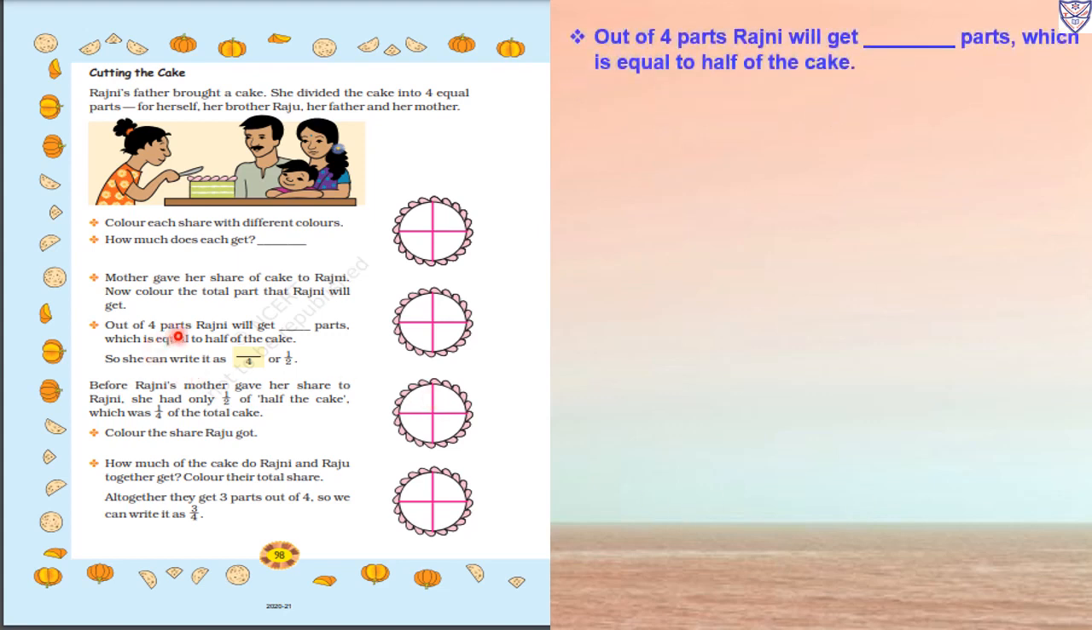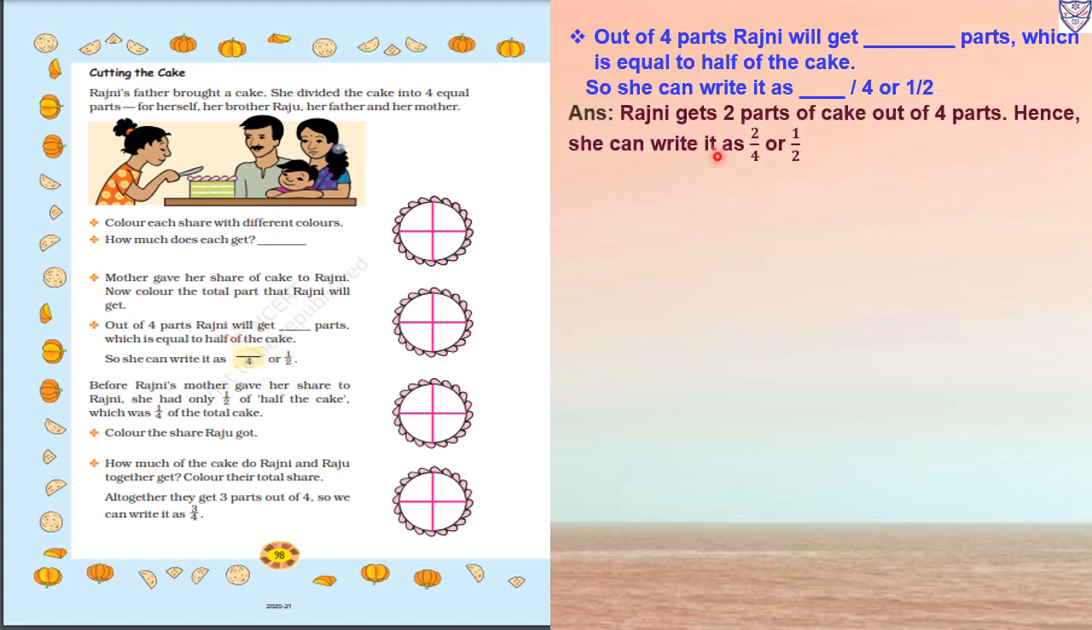Now, out of 4 parts, Rajni will get dash parts, which is equal to half of the cake. So she can write it as dash or 1 upon 2. So Rajni gets 2 parts of the cake, her share and her mother's share also, means that is half of the cake. And she can write it as 2 upon 4 or 1 upon 2. Before Rajni's mother gave her share to Rajni, she had only 1 upon 2 of half of the cake, which was 1 upon 4 of the total cake.